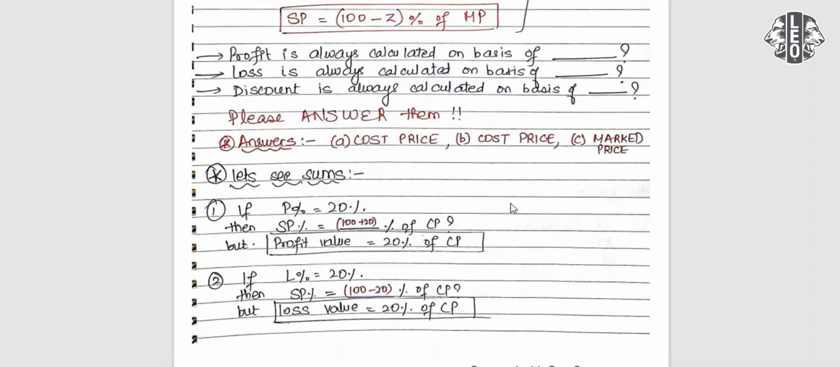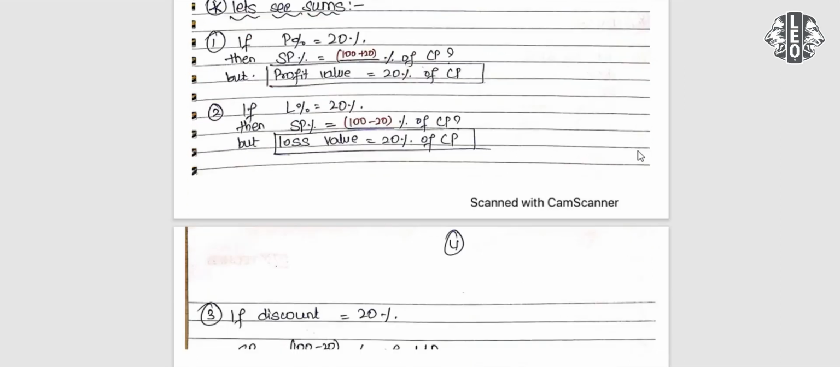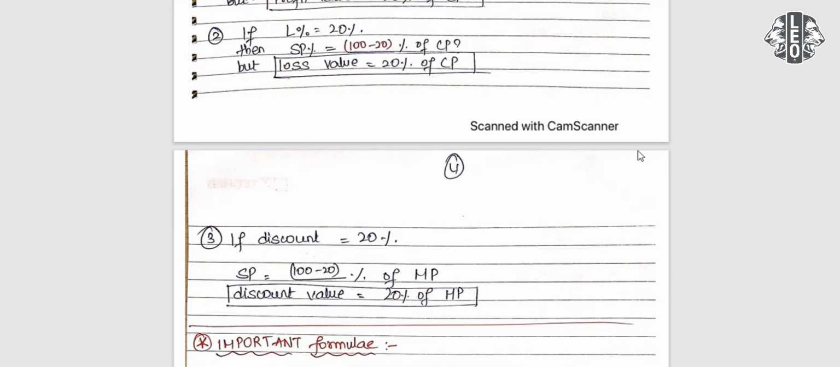Now, if loss percentage is 20%, then please write down the statement as selling price is 100 minus 20 percentage of cost price. So selling price is 80% of cost price. Now, what is the loss value? How much loss? Loss value is nothing but loss percentage into cost price, that is 20% into cost price. Now comes the turning point. Now, if discount is 20%, selling price is equal to 100 minus 20, 80% of what?